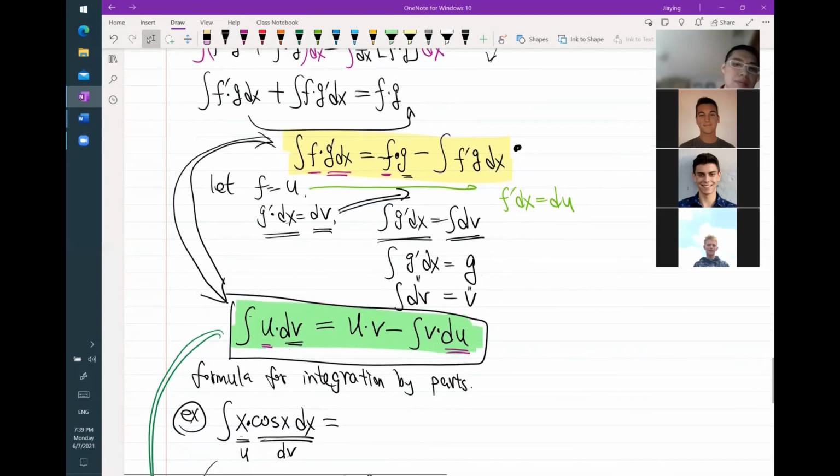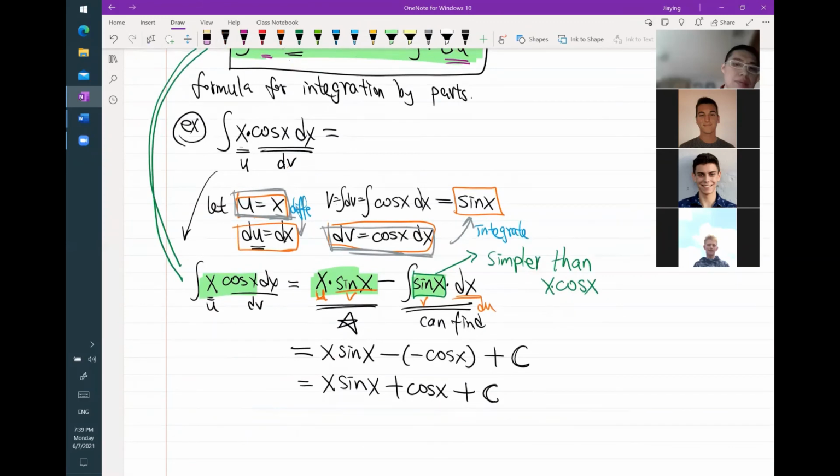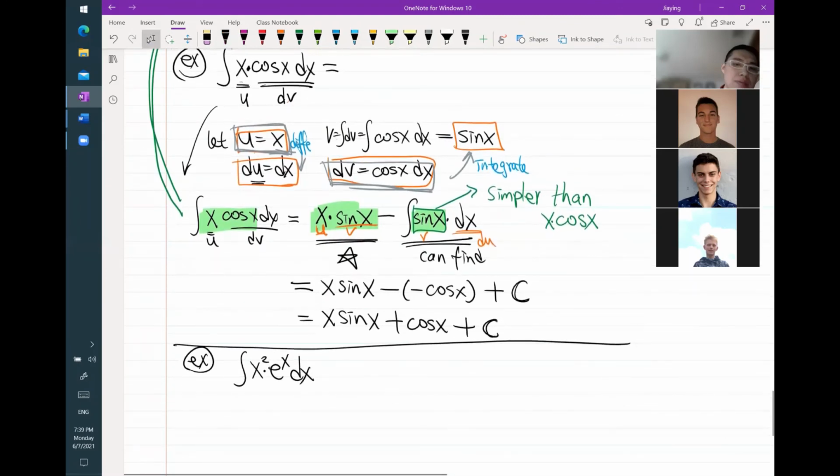All right, let me use another example. Hopefully that will help a bit. So the second example, I'm going to integrate x squared e to the x dx. If we use u substitution, it's not going to help us. If you don't believe me, you can try it. I'm going to put it in a box here. So this is what I'm looking for.